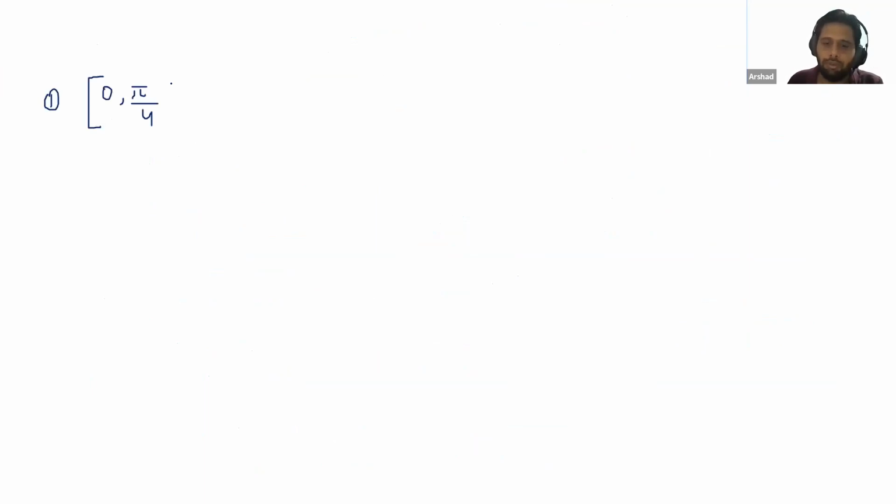What about the critical point? Who can tell me? Rifat, we will include this pi by 4 or not? Open interval or closed interval for this pi by 4? Rifat, open or closed interval for this pi by 4? Very good. This is open. Why is it open? Because this is a critical point and they are asking for strictly increasing and strictly decreasing.